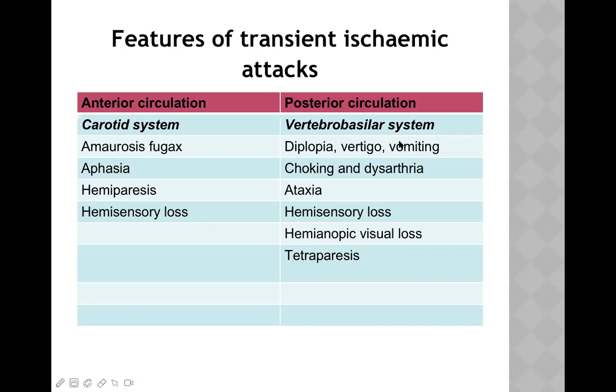What are there on the posterior circulation side? Diplopia, vertigo, vomiting, choking and dysarthria. These are because of involvement of the cranial nerves. Ataxia because of involvement of the cerebellum. Hemisensory loss, because of involvement of some sensory tract there. Hemianopic visual loss, this is hemianopia. It's a little bit difficult for you, so let me explain with the help of a diagram. And tetraparesis, all 4 limbs are paralyzed. Tetraparesis is also known as quadriparesis. This can happen if the whole thickness of the brain stem is diseased. Just one side involvement of the brainstem never results in tetraparesis. So this is an important point.